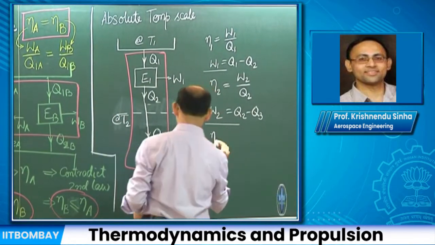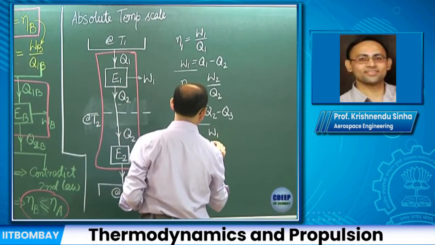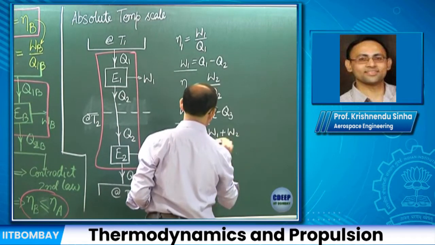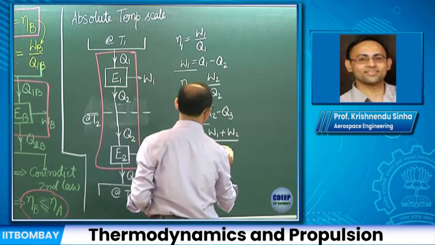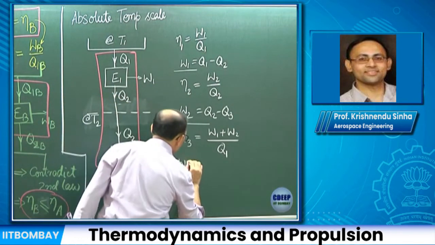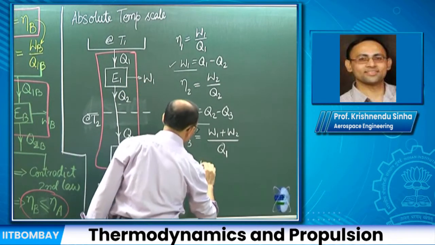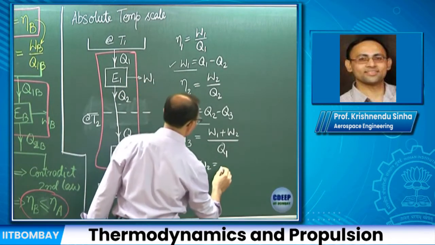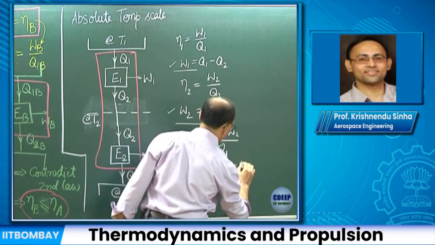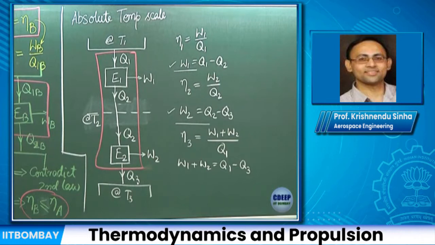Eta 3 for engine 3 is W1 plus W2 over Q1, right? And W1 plus W2, which you can probably see from here and here, equal to Q1 minus Q3. Okay, up to here is straightforward.